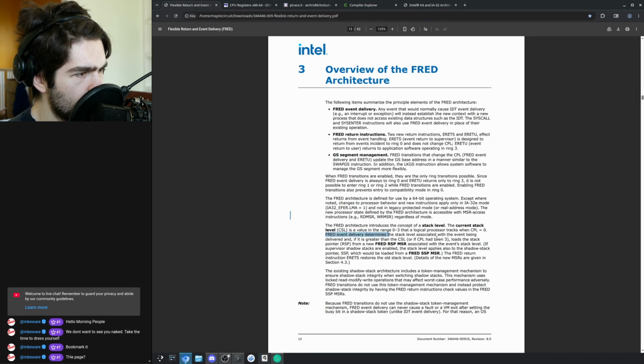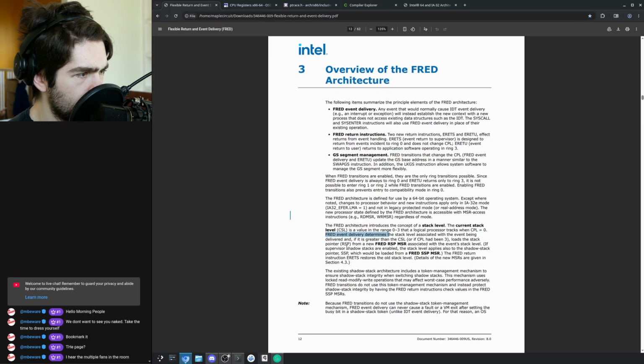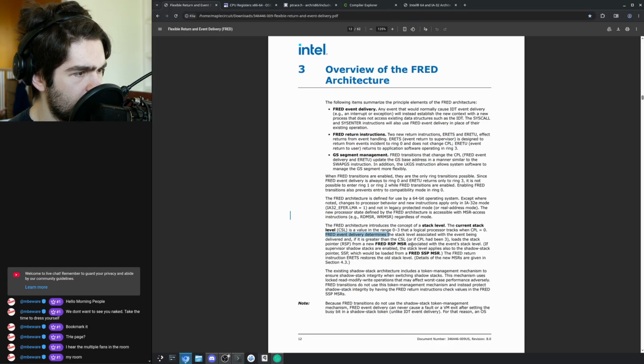That a logical processor tracks when CPL equals 0. Thread event delivery determines the stack level associated with the event being delivered, and if it is greater than CSL or CPL had been pre, load the stack pointer from the new thread RSP MSR associated with the event stack level.